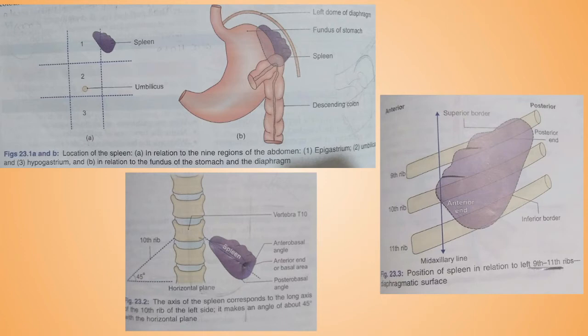Now surfaces of the spleen, the diaphragmatic and the visceral surface. The diaphragmatic surface is actually convex and smooth, but the visceral surface is concave and irregular. The angles over here, the anterobasal angle and the posterobasal angle.